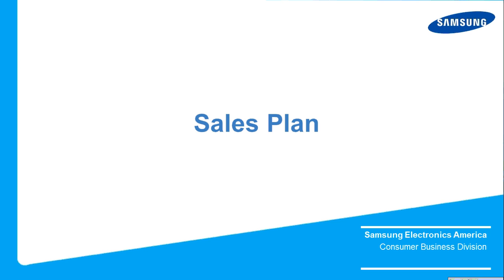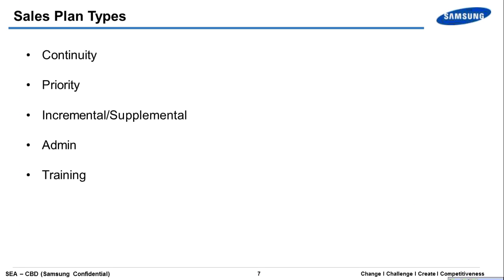So, sales plans. This is a tool that you're going to be using in every single store visit. We have 5 general types of sales plans. We have the continuity, which doesn't change very much. We have priority, which changes rather frequently and is broken into 3 tiers. Tier 1 is every week, Tier 2 is every 2 weeks, and Tier 3 is once a month.